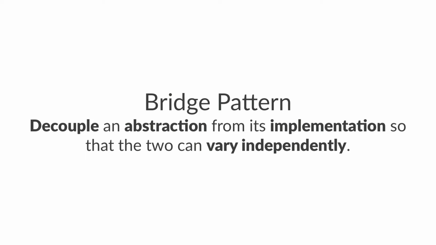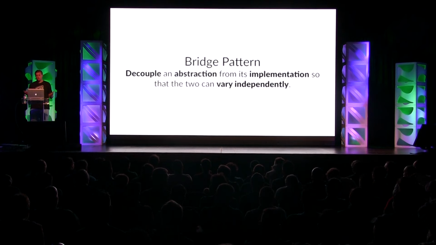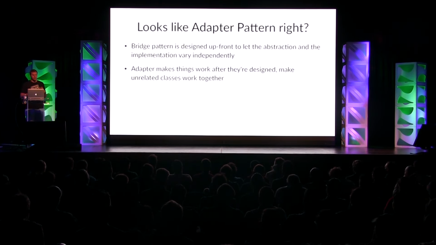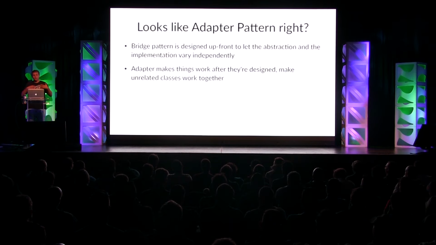So this makes more sense now. Decouple an abstraction from its implementation so the two can vary independently. Right? We have two different systems working here and they can vary independently. We can still change them without breaking any code. This does look like the adapter pattern, right? But they both have a completely different intent. The adapter pattern makes two incompatible classes work together, while the bridge pattern helps you design this up front. So you already think about it before you build it, and the adapter pattern is more about connecting things together that are not connectable.